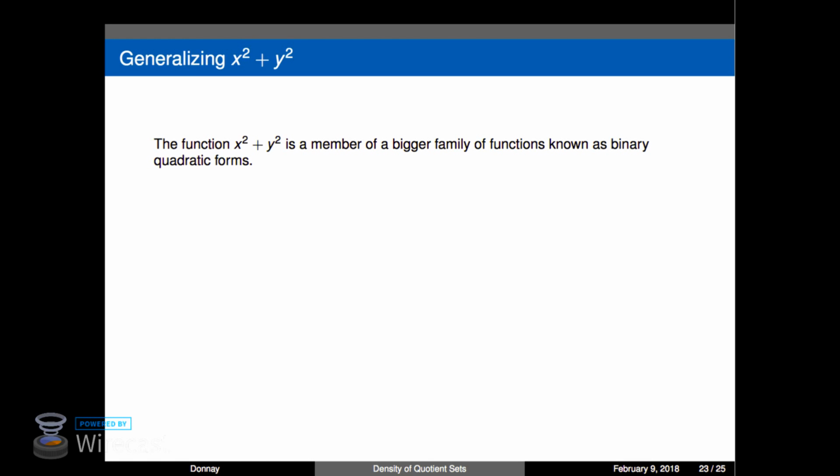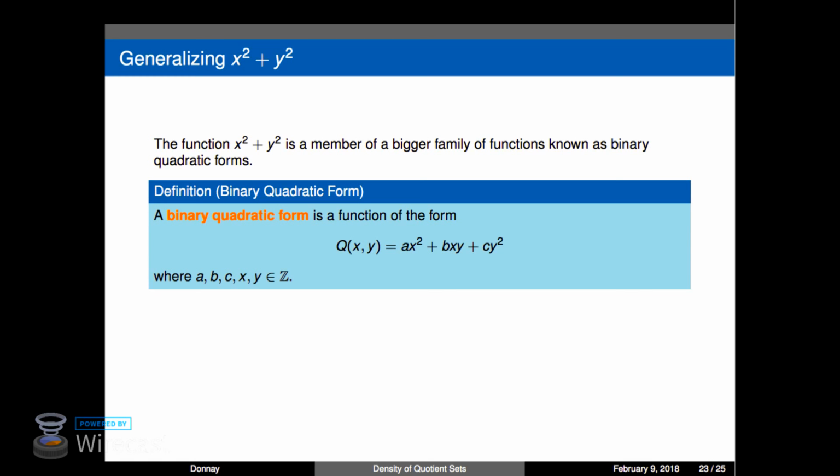So what's a binary quadratic form? The function x squared plus y squared is a member of a bigger family of functions. And this bigger family of functions looks like this. It looks like ax squared plus bxy plus cy squared, where a, b, c, x, and y are integers. And so as you can see, if we set b equal to 0 and a and c equal to 1, x squared plus y squared is a binary quadratic form.